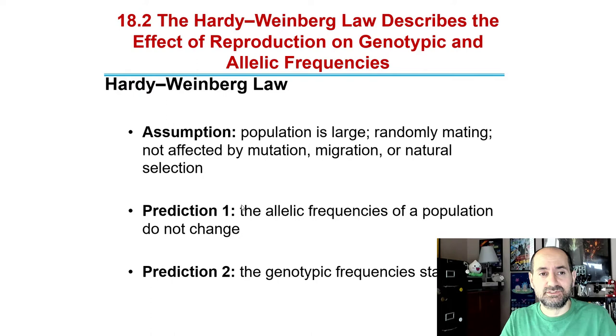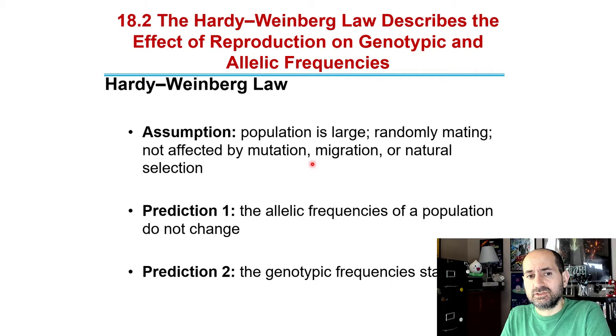Assumptions. These are the assumptions. You have to assume that the population is large, right? A large population. You have to assume that the population is randomly mating. They're not getting highly selective mating. That there's not a disproportionate amount of mutation going on in the population. You have to assume that there is no migration going on in the population, into or out of the population. And you have to assume that no natural selection is going on, like no selective agent is there, like some kind of predator picking off certain members of the population, for instance.